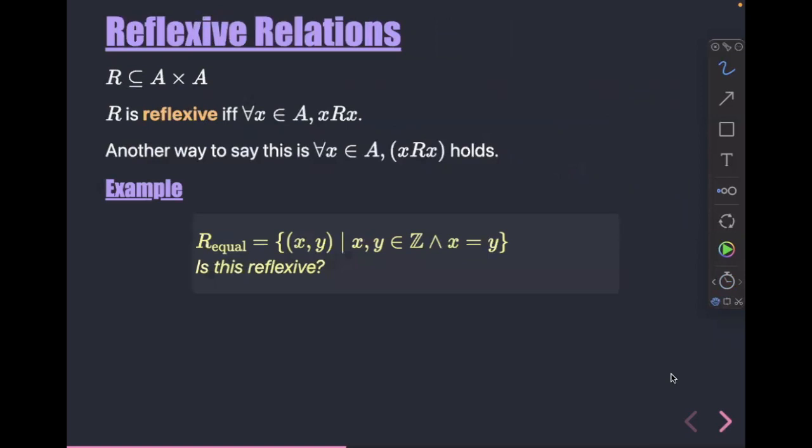So the first type I'm going to talk about is a reflexive relation. Basically what that means is that a property holds for an element on itself. I think the best way to show it is an example. If I have this set R equal, I called it equal so we know this is specifically describing elements that are equal to each other. So I have a pair XY such that X and Y are integers and X equals Y. And I'm asking, is this reflexive? And yes, because every integer equals itself.